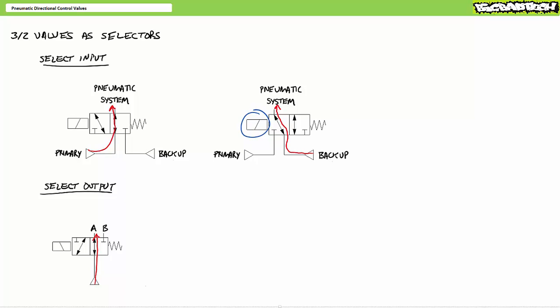Similarly, a 3x2 valve can also be used to select output. For example, a 3x2 valve can be used to select a desired branch circuit for a single source. In ordinary operation, the 3x2 valve routes pressurized input to circuit A. When circuit A finishes the task, the 3x2 valve can be moved into a position such that the same source now services circuit B.